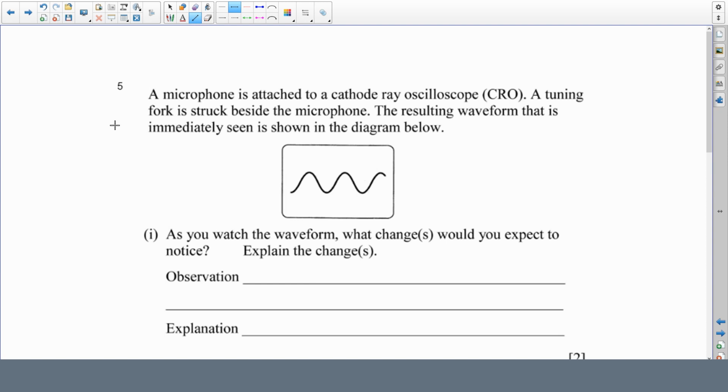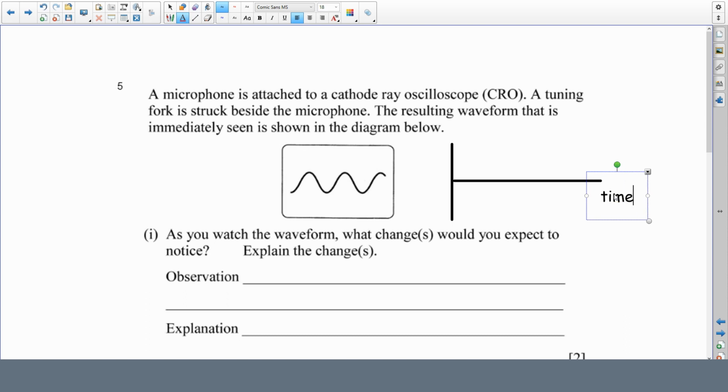Okay, number 5, a microphone is attached to a cathode ray oscilloscope. So just from earlier on, we're remembering that a cathode ray oscilloscope is essentially just a set of graphs. Okay, so this is my graph here, like a little axis along the middle, and it's got time on this axis, so time all along here, and displacement up the side. That's what's going on.